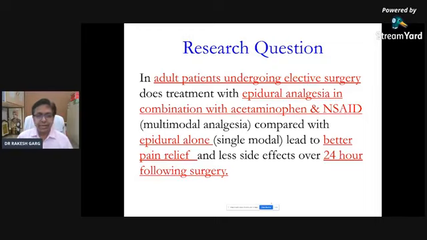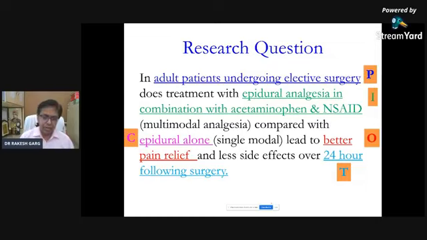When we say adult patients undergoing elective surgeries, this is the P here. The intervention was epidural analgesia in combination with acetaminophen and NSAID, that is the multimodal analgesia. I was comparing with epidural alone, probably the standard of care. The outcome was pain relief, and the time frame was 24 hours following surgery. So the whole PICOT is in this research question.